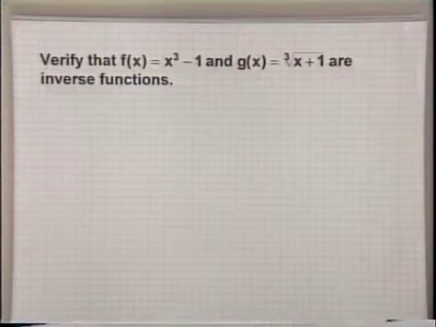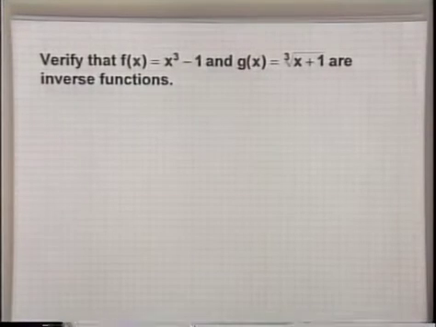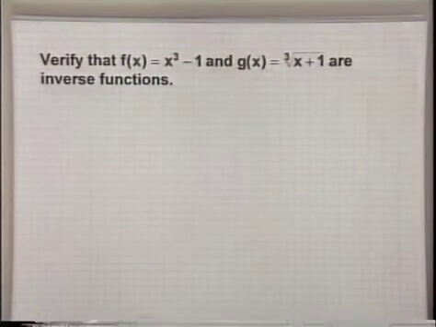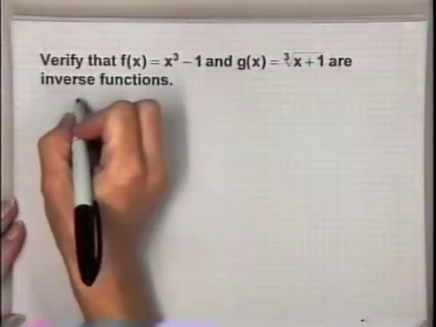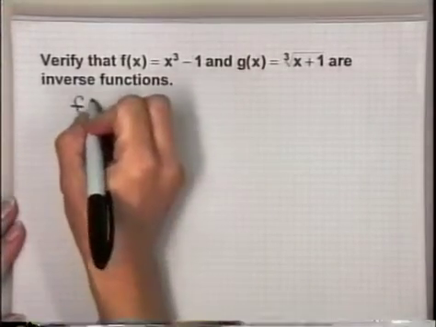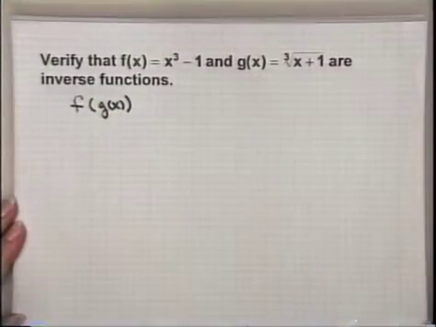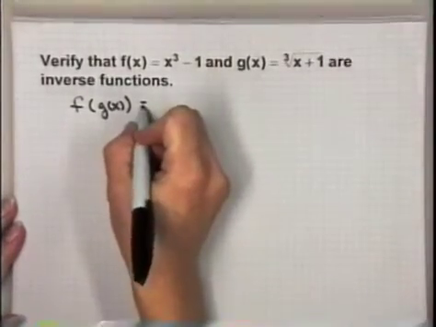Verify that f of x equals x cubed minus 1 and g of x equals the cube root of x plus 1 are inverse functions. To verify that these are inverse functions, we're going to use the definition. Recall that the first part of the definition said that we had to calculate f of g of x, and what we're supposed to get is x. So let's take a look at that.